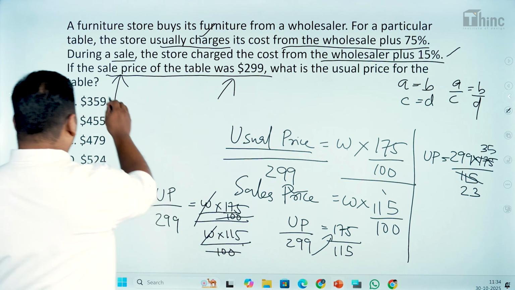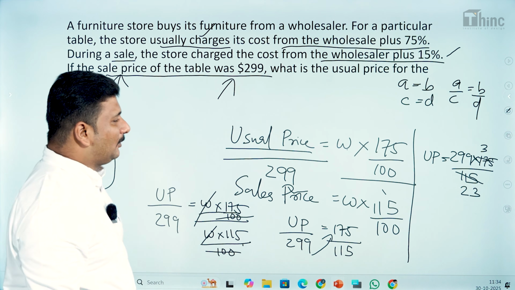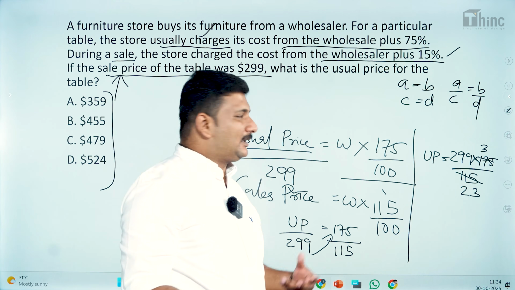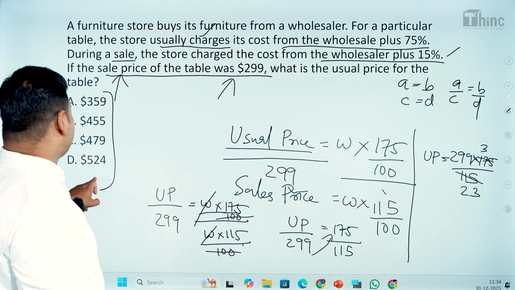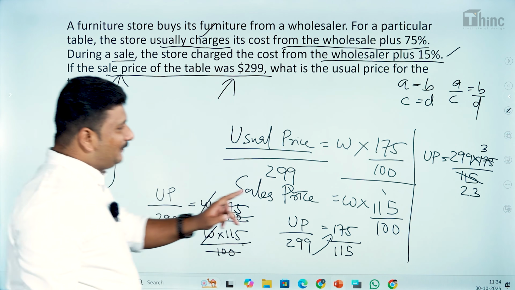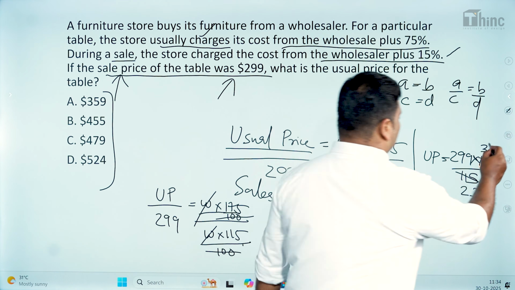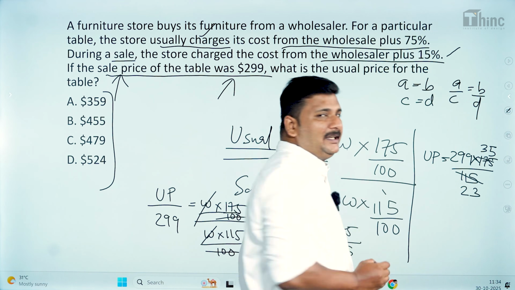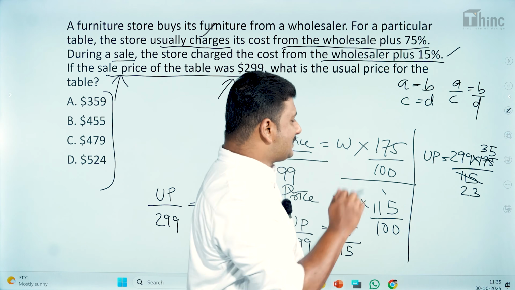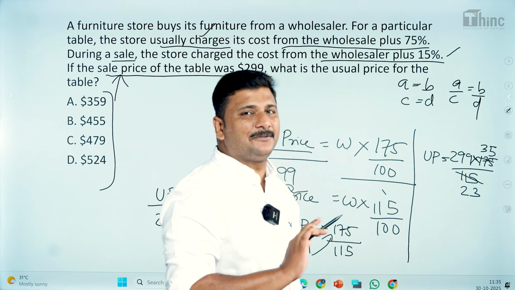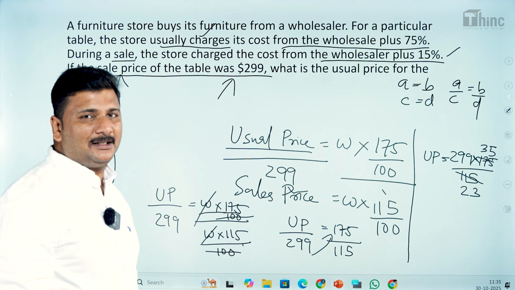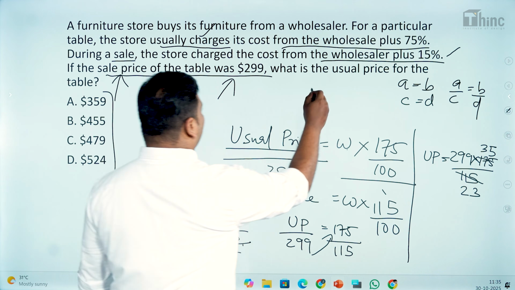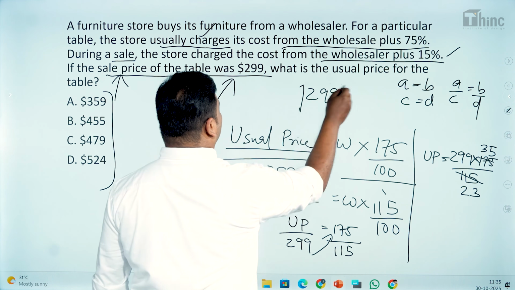Now look at the options. Whenever you have some complex numbers to do or calculate, always make use of the options also. All the options are perfect numbers, right? So obviously 23 will cancel off. This is 35, so 35 and 23 will not cancel off. So obviously 23 will cancel off in 299 for sure, because these are all perfect numbers. You will not get a decimal for sure. So when you divide 299 by 23, what will you get?